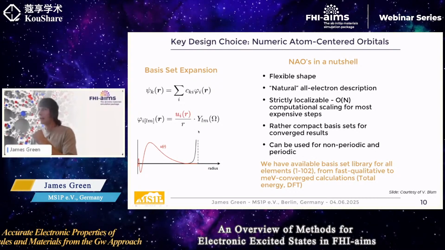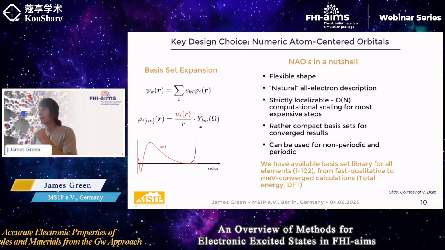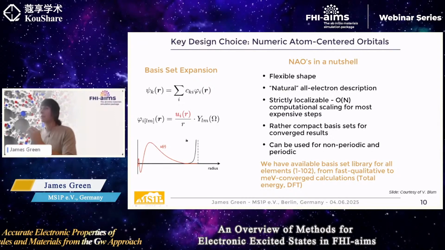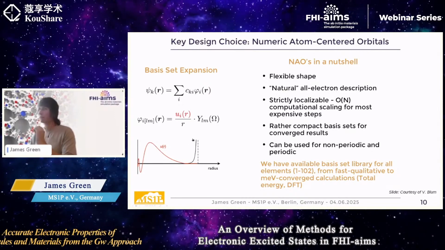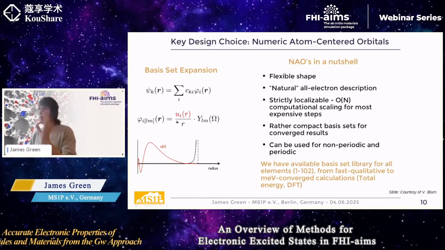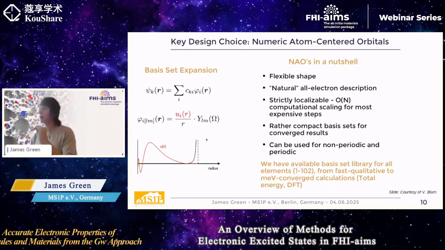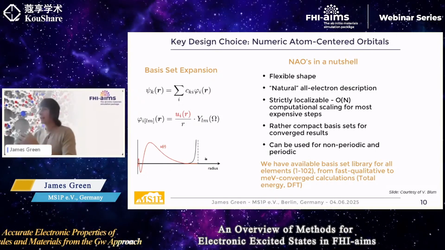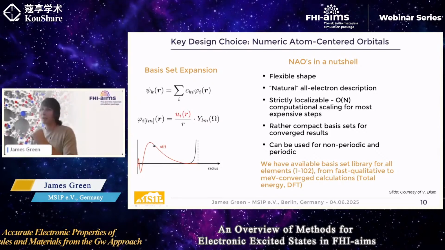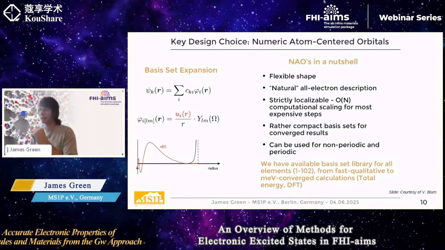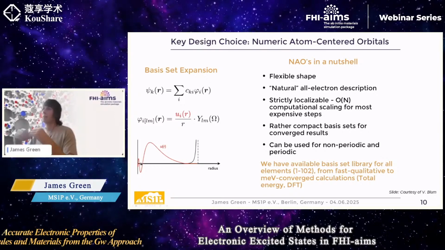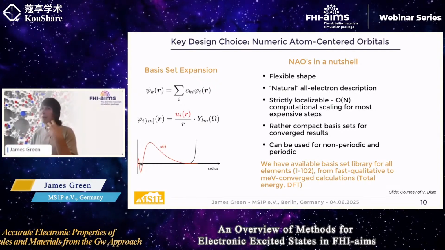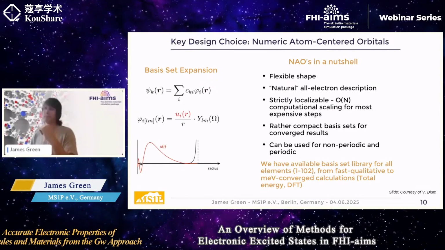And so this is how they are represented in terms of a spherical harmonic Y_lm plus this u(r), which is a numerically tabulated radial function. So this numerically tabulated bit is where this name NAO comes from. And because they're numerically tabulated, they can have a flexible shape. So in particular, we can account for these little wiggles near the nucleus. And they're capable of describing an all-electron description as well. So we fulfill our criteria of being accurate.